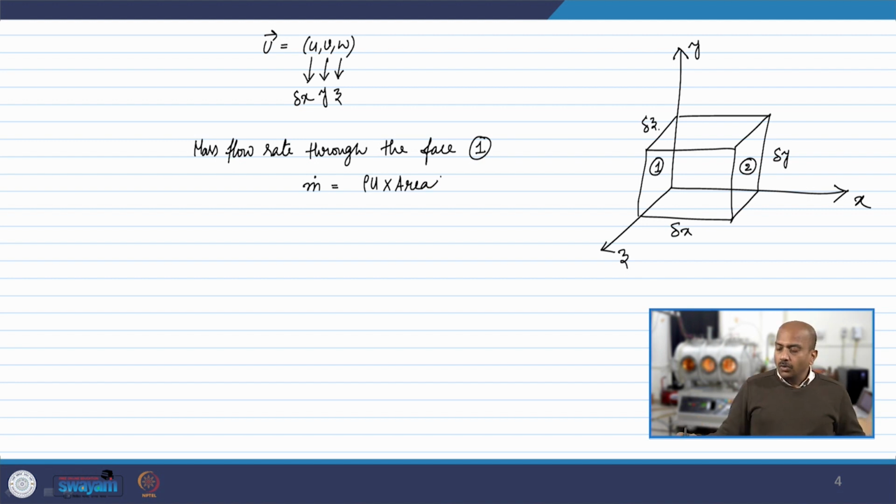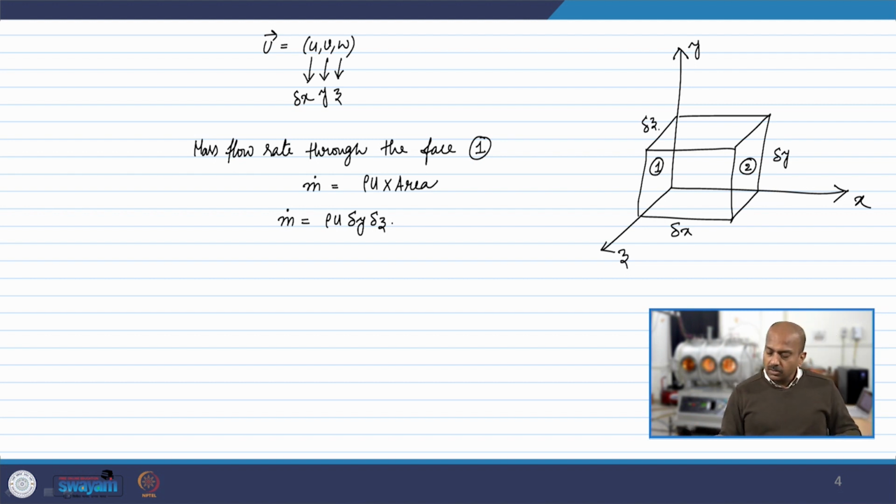area. So, how do you calculate the area of this side number 1? The sides are delta y and delta z. So, m dot becomes rho u delta y delta z. What is this? This is the mass flow rate through the face 1. That means this much amount of mass is changing per unit time along the face 1. So, where is this mass going? This mass can be considered to be going inside.